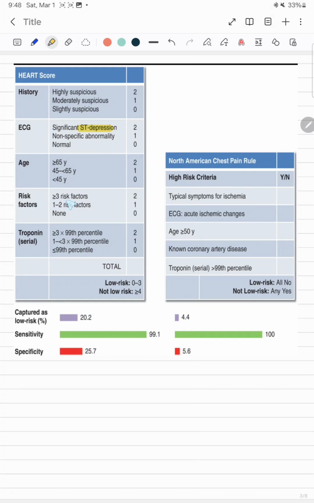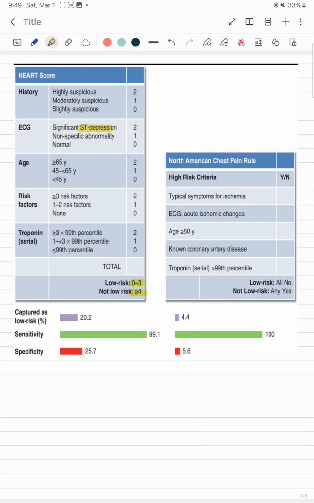Risk factors: more than 3 risk factors is 2, 1 to 2 risk factors is 1, and no risk factor is 0. The risk factors include diabetes mellitus, hypertension, obesity, and smoking history. Troponin, the serial troponin: more than 3 times the 99th percentile is 2 score, 1 to 3 times is 1 score, less than the 99th percentile is 0. A score of 4 or more is not low risk, that is a high-risk patient. You should subject them to further evaluation and do the necessary management. A score of 0 to 3 can be observed and sent home after precise evaluation.